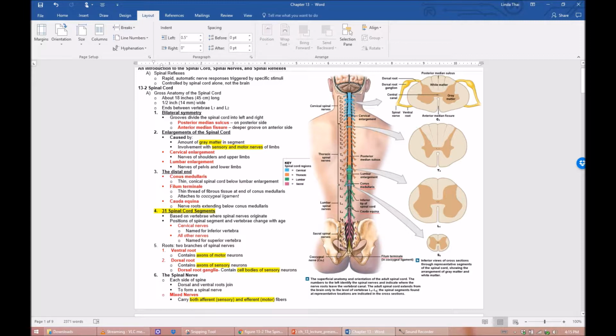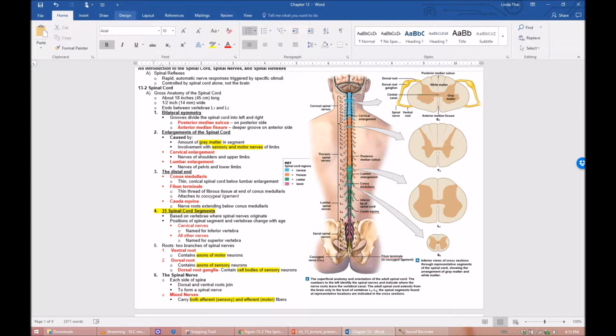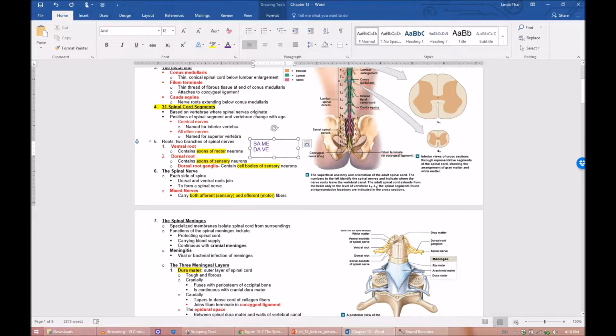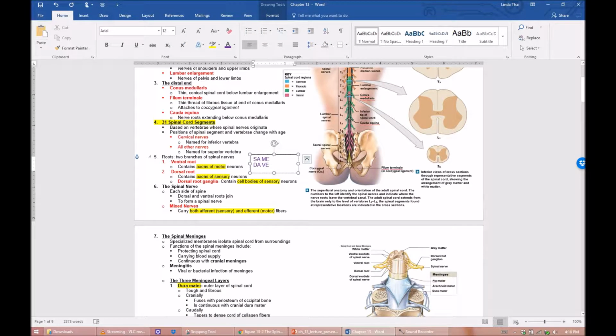So here's the ventral root. It contains axons of motor neurons. And the dorsal root contains axons of sensory neurons. How I remember this is: same afferent is sensory and motor is efferent. So I remember SAME, DAVE. The dorsal root is going to have the afferent division, and that is sensory. The ventral root is going to have the efferent division, and that is motor.